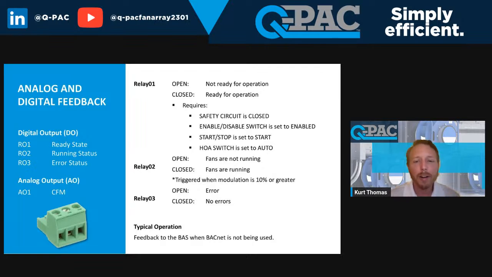And then relay 3. If you're monitoring BACnet, you can get the individual errors and see exactly what the status is. But if you don't have BACnet up yet, or if you just want a backup and you don't completely trust your BACnet network, then you can tag into relay 3 and it'll say, hey, either I have errors or I don't. It's purely a binary output.